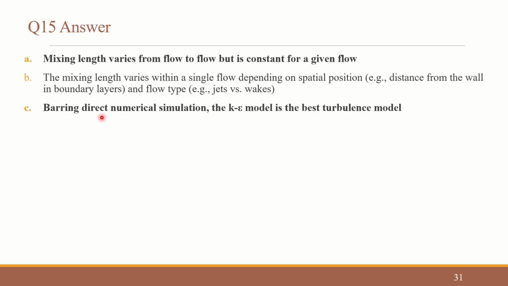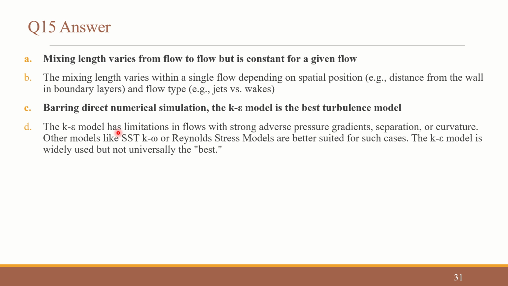Second statement, barring direct numerical simulation, the K epsilon model is the best turbulence model. This is also false. K epsilon model has limitations in flows with strong adverse pressure gradients, separation or curvature. Other models like SST, K omega or Reynolds stress models, RSM, are better suited for such cases. K epsilon is widely used but not universally the best.